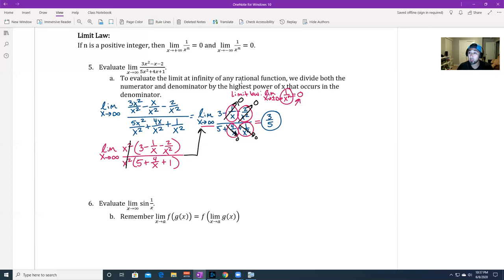If the degree of the numerator is equal to the degree of the denominator, then we have a horizontal asymptote consisting of the leading coefficient of the numerator over the denominator. Would you look at that, people? The answer was there the whole time. 3/5.